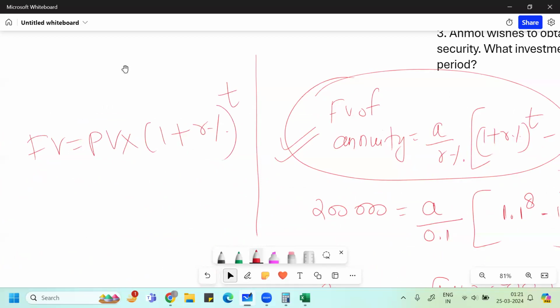I hope you understood this. I have shown you how to do this calculation with Excel also, and with a normal calculator also.